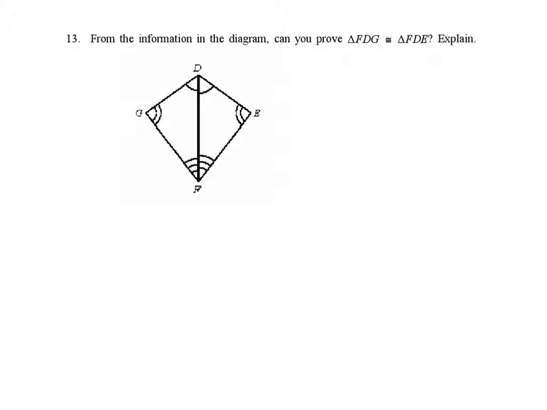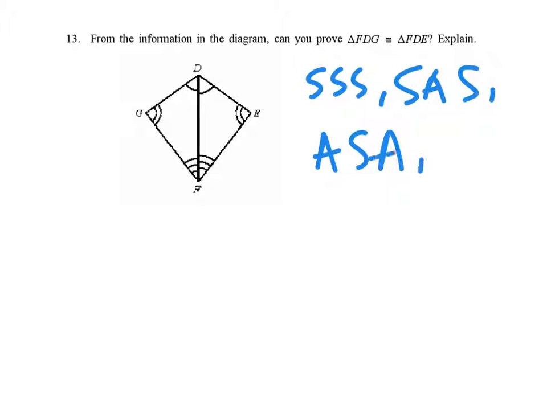Number 13 says, from the information in the diagram, can you prove triangle FDE is congruent to triangle FDG? I think I read those letters backwards, but either way, we want to prove our triangles are congruent. Again, for these ones, we are looking for side, side, side, side, angle, side, angle, angle, or angle, angle, side. I always forget there's HL too.